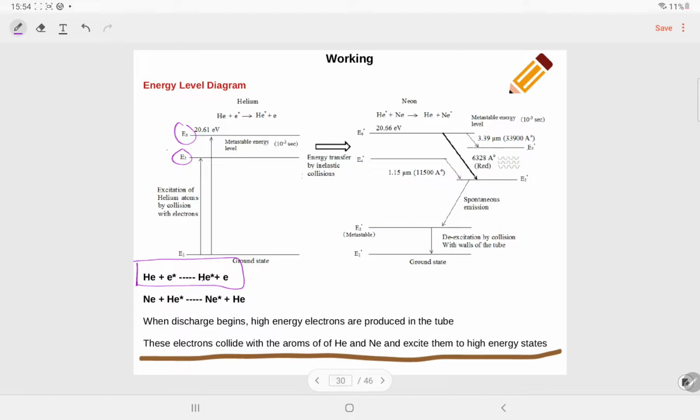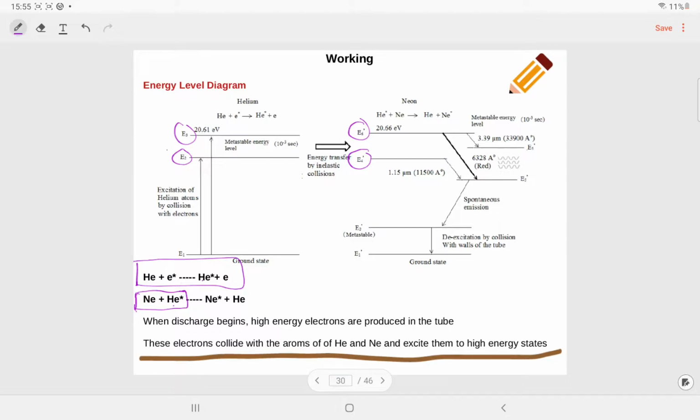The energy levels E4 dash and E6 dash of neon atoms are close to the levels E2 and E3 of helium. Can you see the energy states of E4 dash and E6 dash, which are close to E2 and E3? Therefore this can also be represented by the following equation. Just see here, an excited helium atom, He star, encounters a neon atom, and therefore the neon atom is excited.